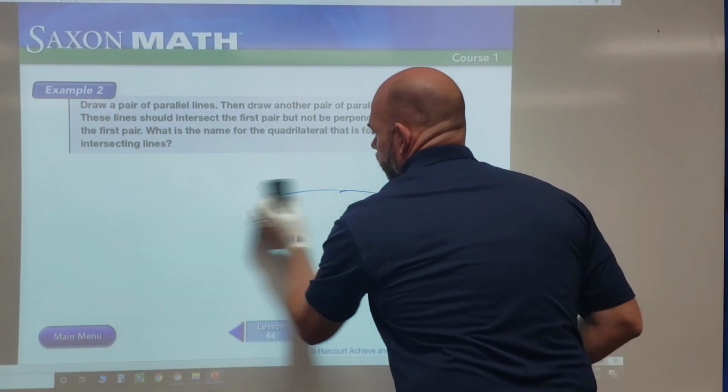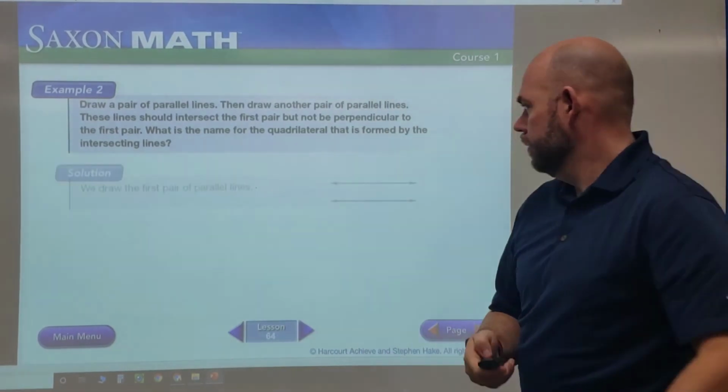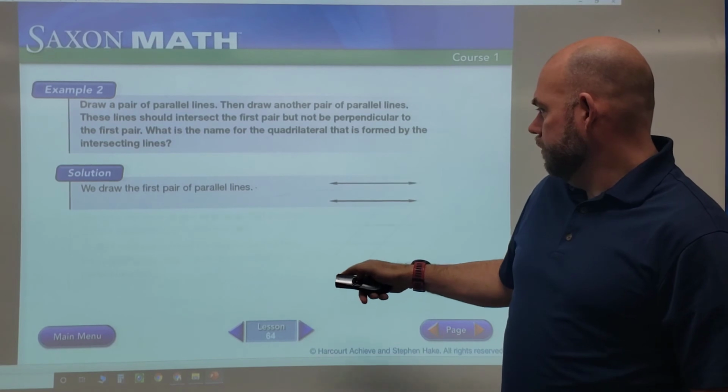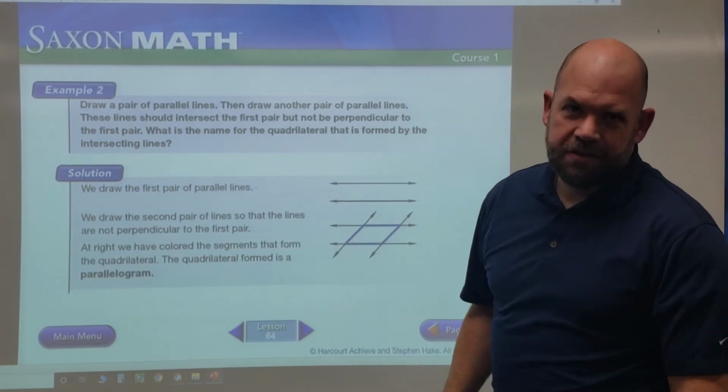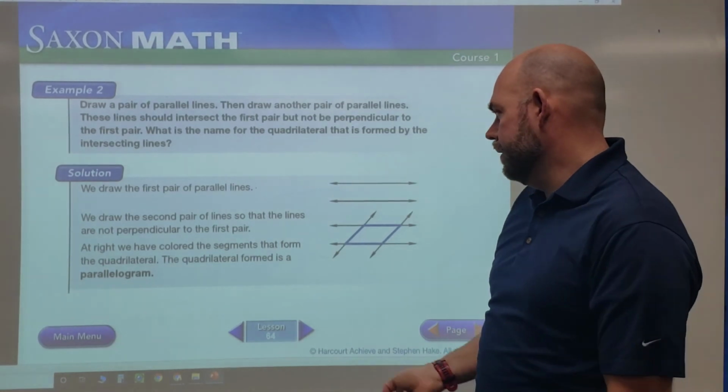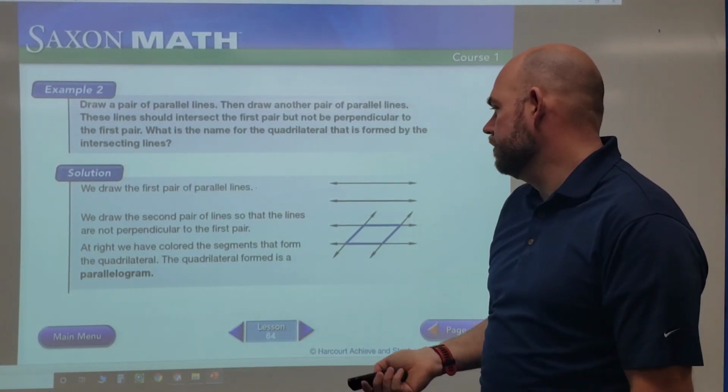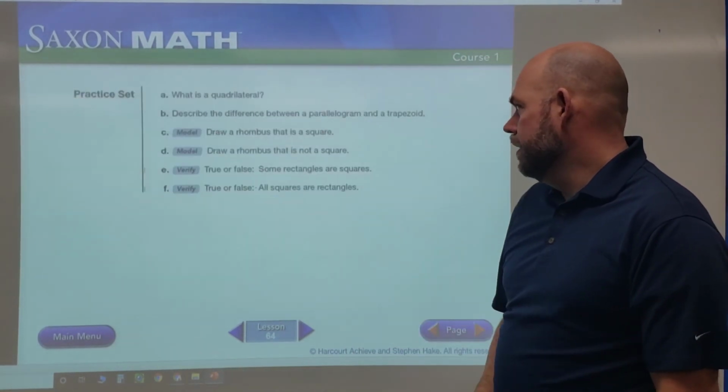Let's see if theirs is a little prettier than mine. Here we go. First parallel lines, next parallel lines. It's a little straighter than my lines. They're okay. They win. You win, Mr. Saxon or Mrs. Saxon. That's our parallelogram.